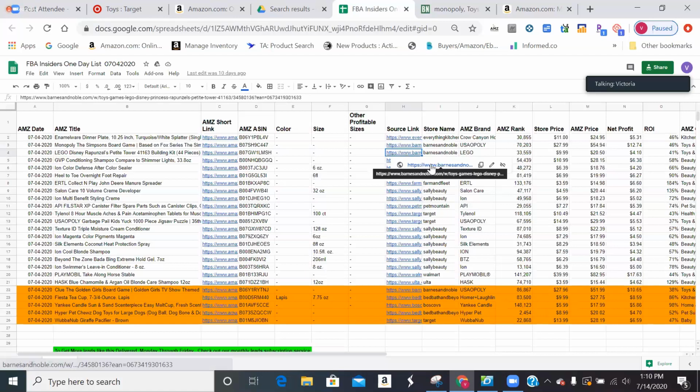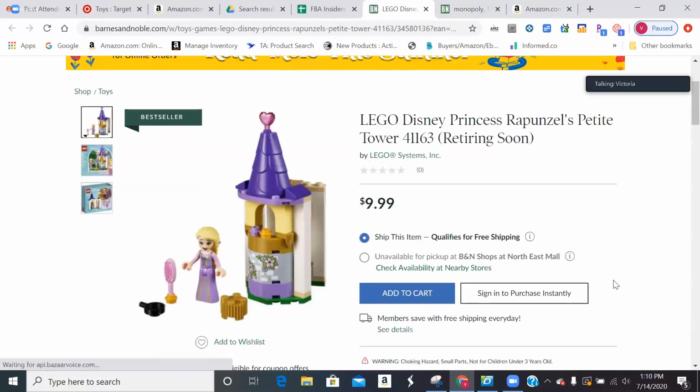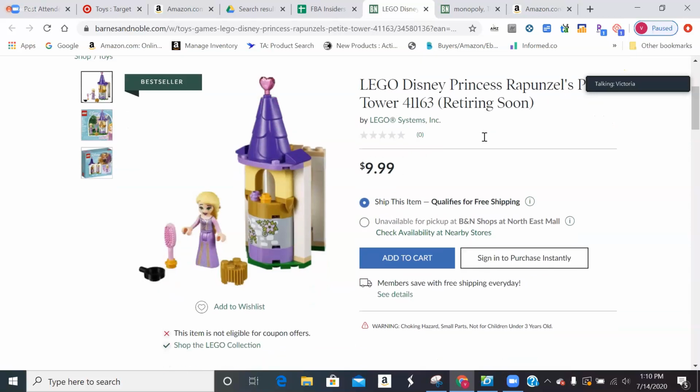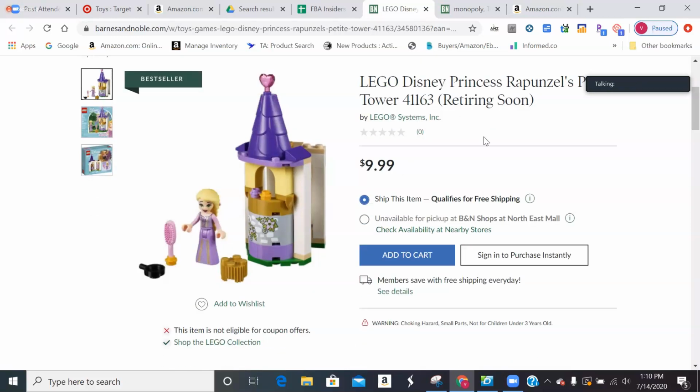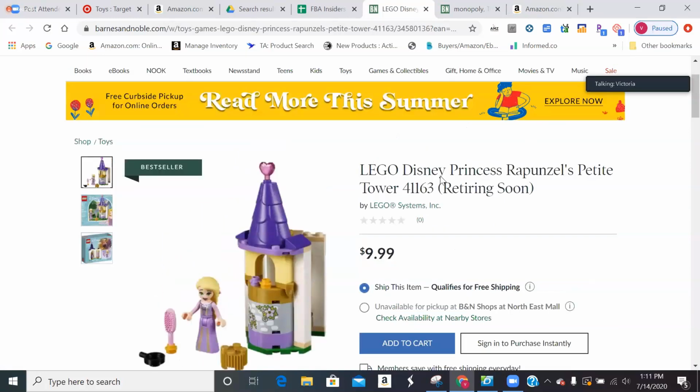This one is also from Barnes and Noble. It's a Lego. Barnes and Noble does a really good job of letting you know when Legos are retiring. And that's amazing information to have, especially if it's something that sells really well. So this is 4163.